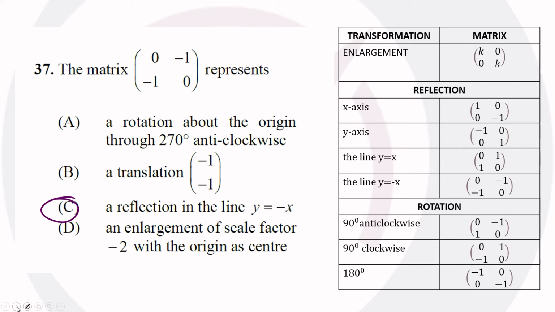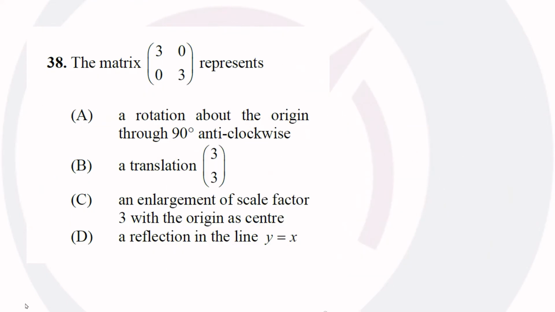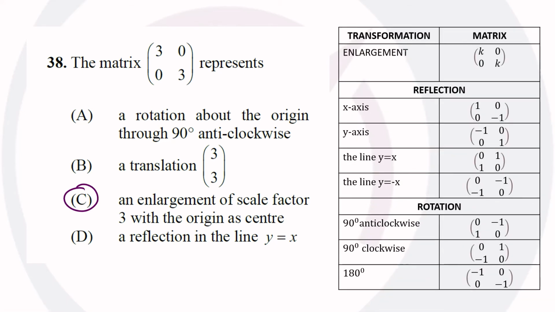Alright, let's look at question 38. The matrix 3, 0, 0, 3. Obviously, this one is what? A scalar. So it's an enlargement of a scale factor of 3 with the origin at 0. And for the enlargement, this is the condition with the origin as center. For enlargement, we always have the center of enlargement. So for number 38, this matches the enlargement of scale factor 3 with the origin as center.